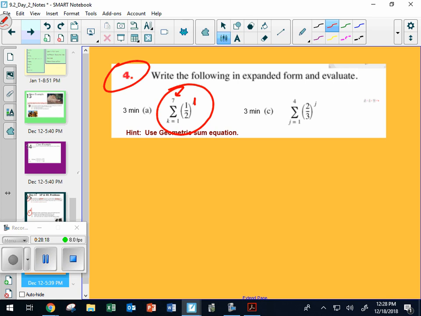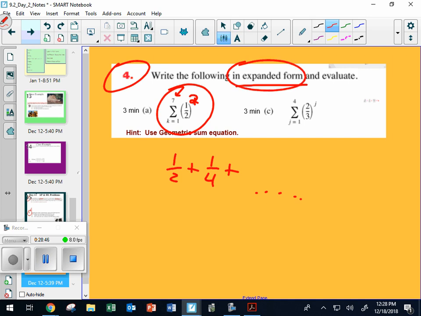Now, could you skip over finding all the terms? Yeah, you could. You could just evaluate it, but the directions do say write it in expanded form, which means I have to go in and get each piece. By putting in 1, I get 1/2. Plus, now I'm going to put in 2, and I get 1 squared over 2 squared, which is 1/4. Plus, dot, dot, dot. Just keep going. Write it out. That's what expanded form means.